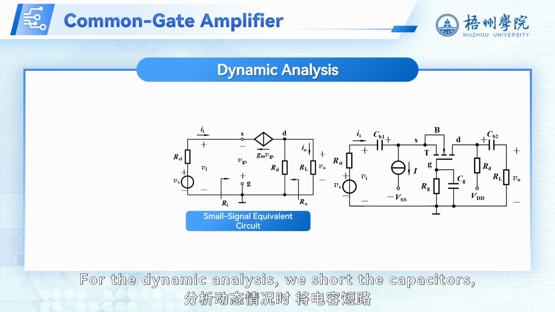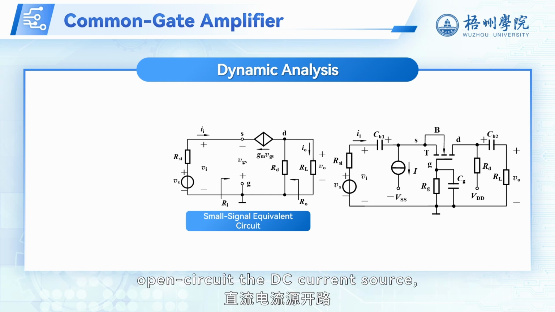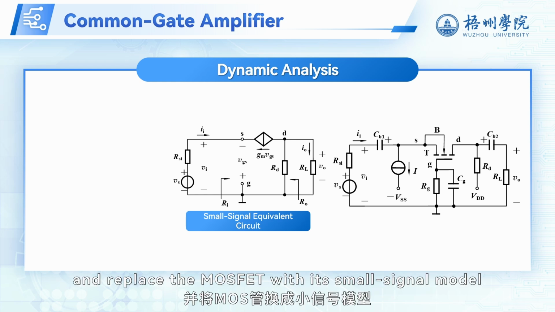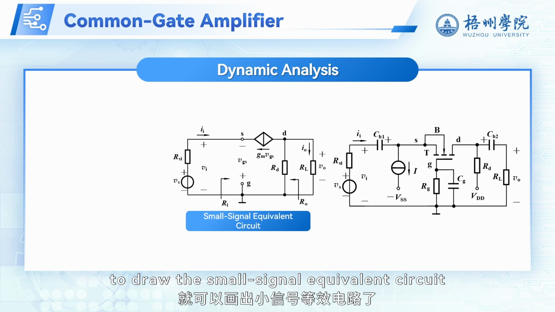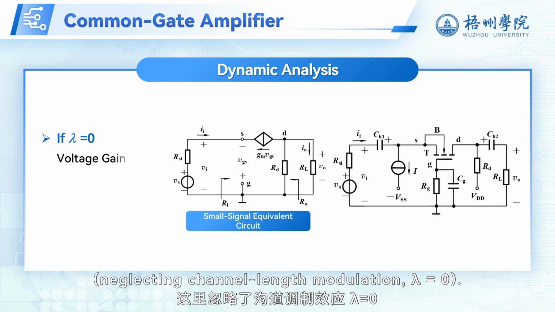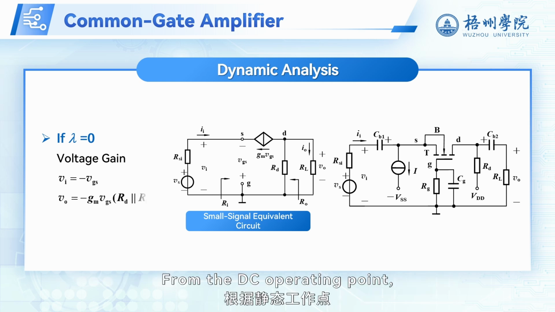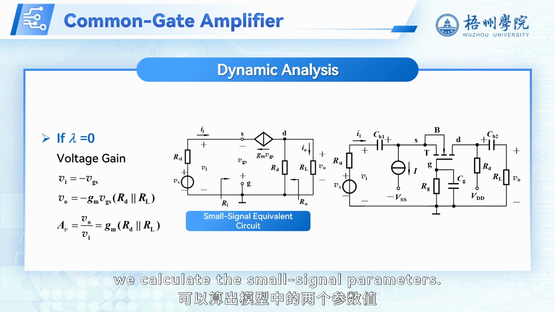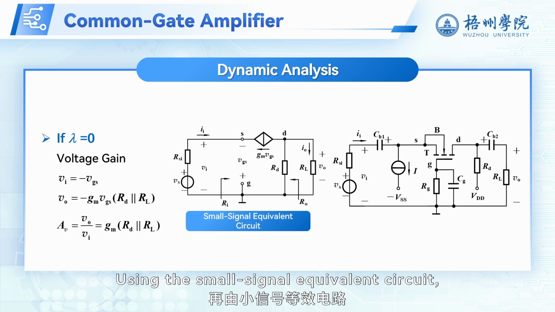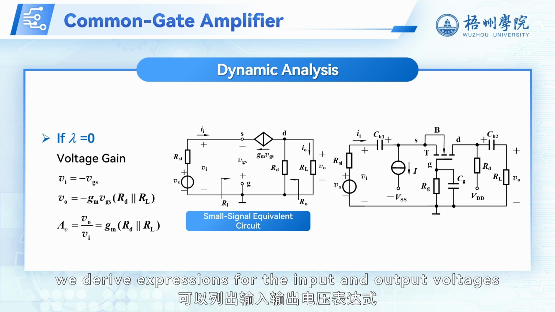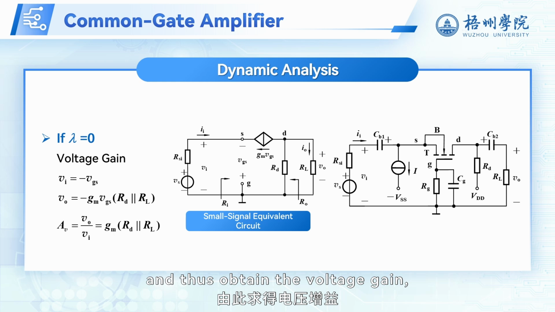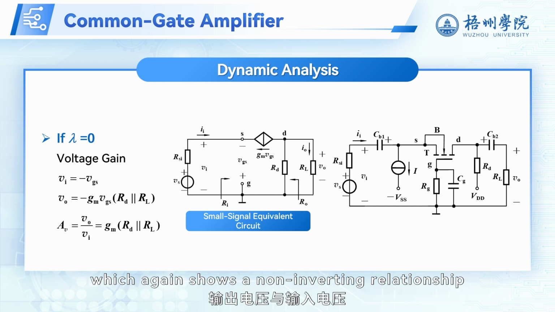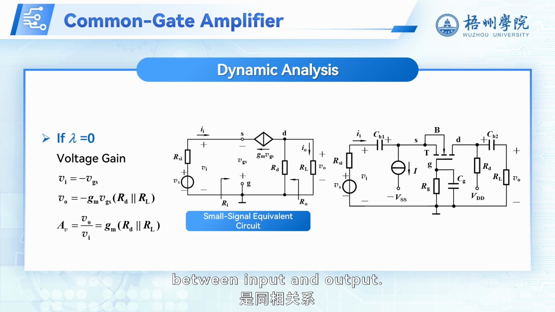For the dynamic analysis, we short the capacitors, ground the DC voltage source, open circuit the DC current source, and replace the MOSFET with its small signal model to draw the small signal equivalent circuit. Neglecting channel length modulation, lambda equals 0. From the DC operating point, we calculate the small signal parameters. Using the small signal equivalent circuit, we derive expressions for the input and output voltages and thus obtain the voltage gain, which again shows a non-inverting relationship between input and output.